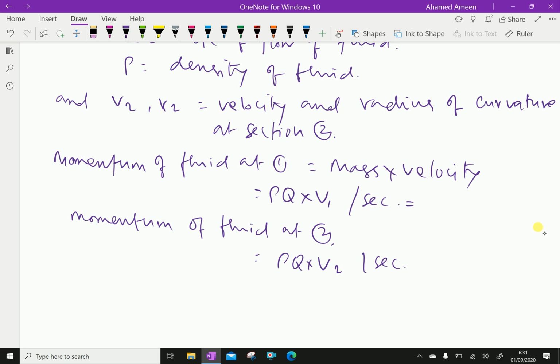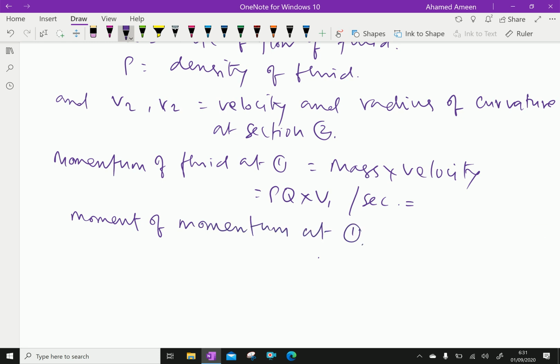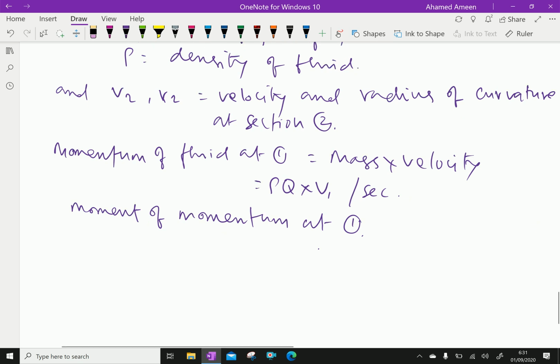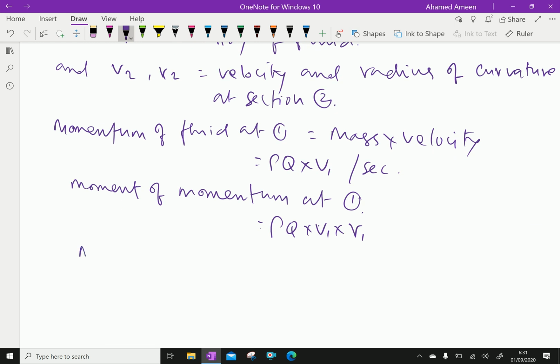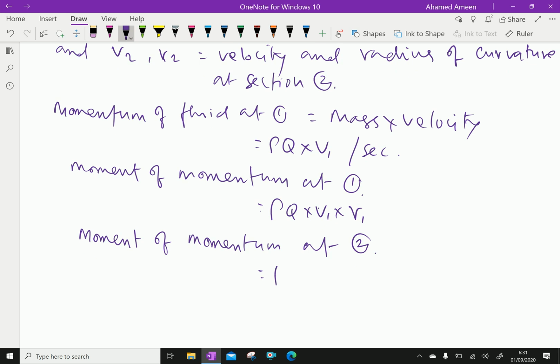From that, the moment of momentum. The moment of momentum at section 1 is rho Q V1 into the radius of curvature R1. Similarly, the moment of momentum at section 2 is rho Q V2 R2.